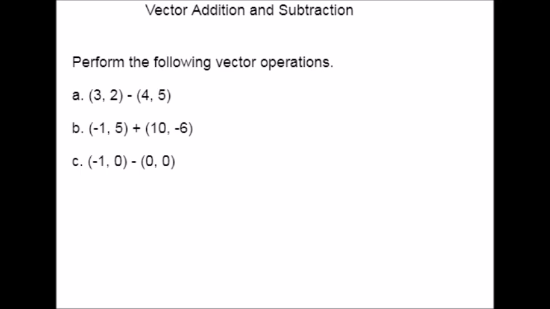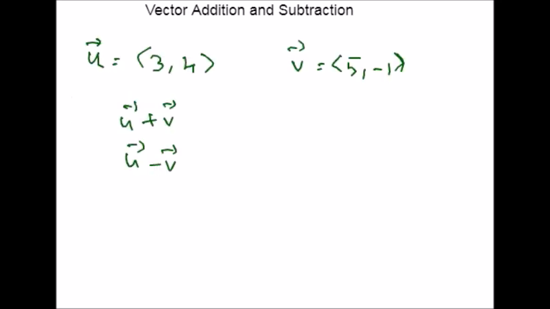Here is the next example. Here the coordinates are directly given. Okay, so you're going to substitute the given values u1, v1, u2, v2 into the definition of vector addition. Vector addition definition is, now let's substitute the values. So 3 plus 5, 4 plus negative 1. So the resultant I'm getting here is 8 comma 3.